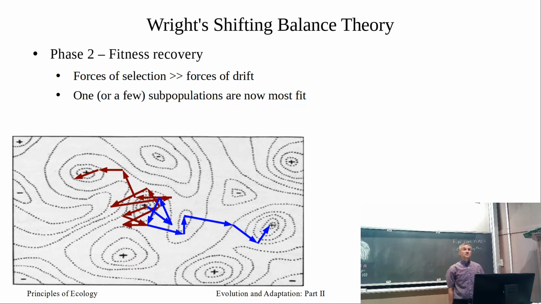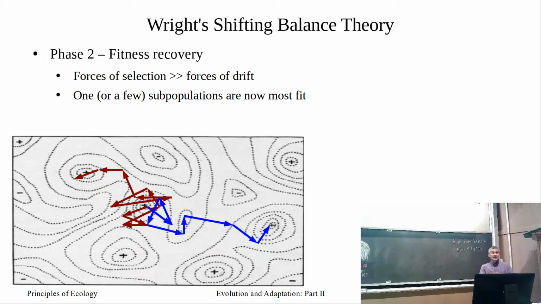But the idea is that when we get to this new peak, the adaptation on that slope is going to be better than the original adaptations they have, and you're going to start to get a larger population size in that subpopulation. You're basically doing better. As that subpopulation size increases, now drift can take over. Once drift starts taking over, it's going to move that subpopulation all the way up to that fitness peak.